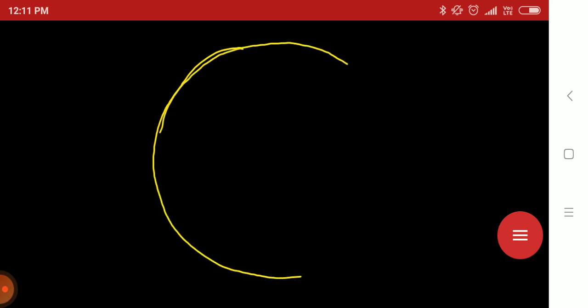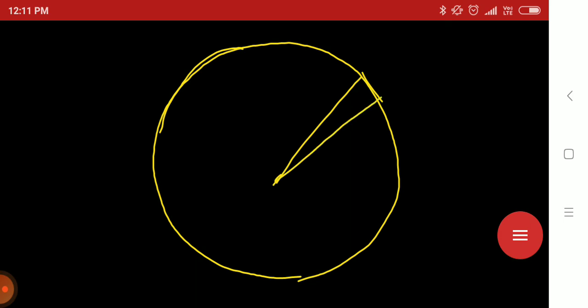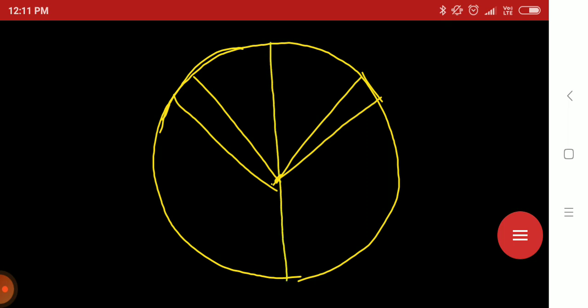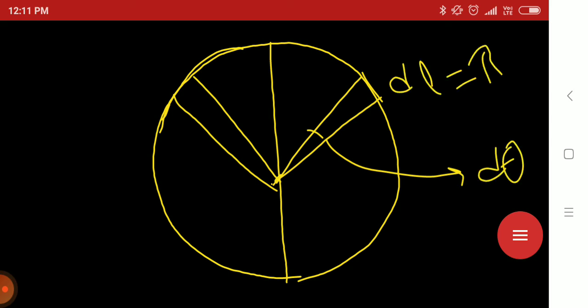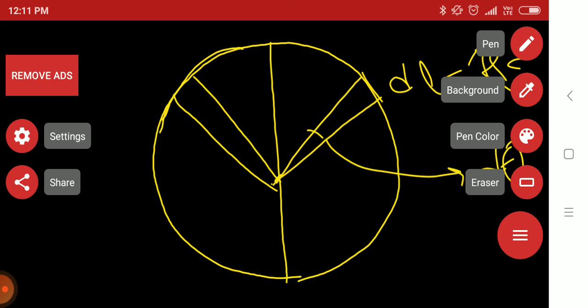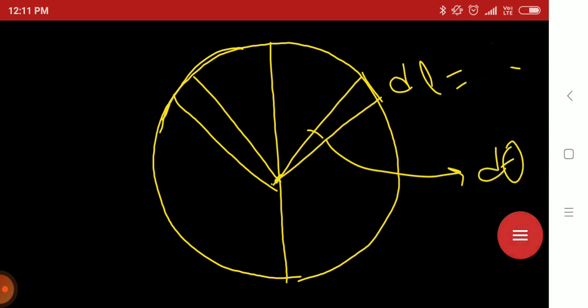draw a big thin circle. Now as usual, take that line element dl, and here the radius r. This is d theta. Let me write clearly, this is dl equals r d theta. Here it is also d theta, and here it is also theta.